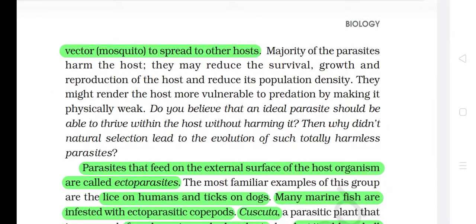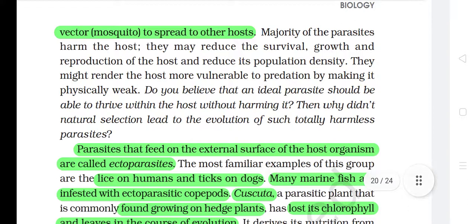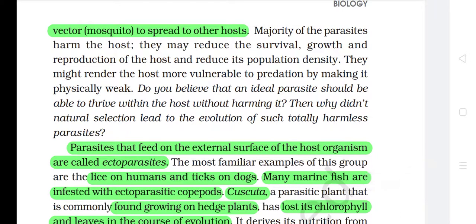Majority of the parasites harm the host. They may reduce the survival, growth, and reproduction of the host and reduce its population density. They might render the host more vulnerable to predation by making it physically weak. Do you believe that an ideal parasite should be able to thrive within the host without harming it? Then why didn't natural selection lead to the evolution of such totally harmless parasites?